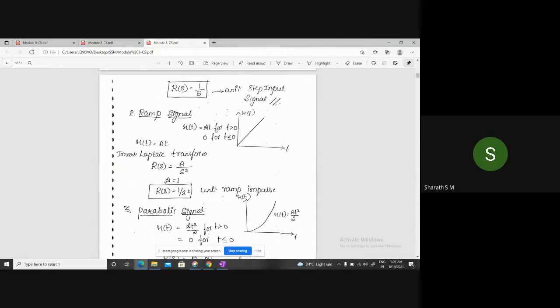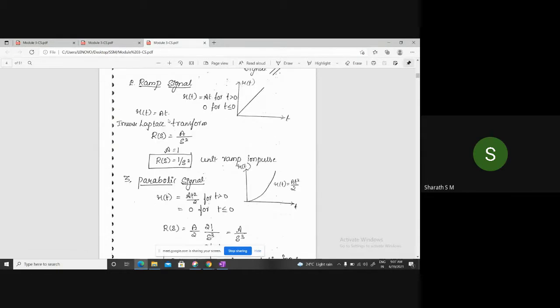In the same way, for a ramp signal, r of t is equal to a into t for t greater than or equal to 0, and 0 for t less than 0. This is the ramp signal. So apply the Laplace transform for that.